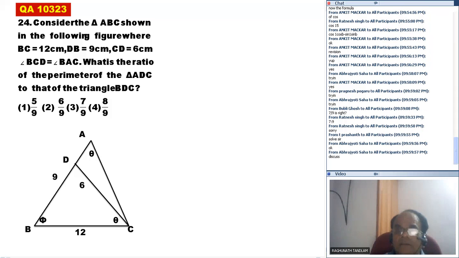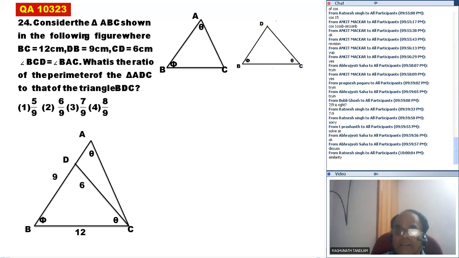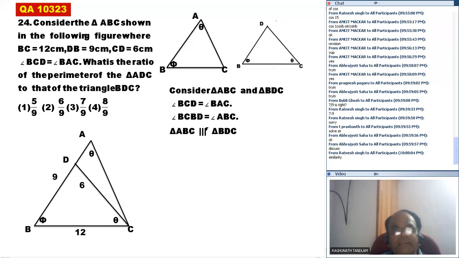Right. Now take the triangle ABC. Take a triangle DBC. I've taken two triangles outside so that we understand the question easily. I've taken triangle DBC outside and ABC outside. We know that angle A equals angle BCD. Angle B is common. That means the two triangles are similar. BCD equals BAC. The triangles are similar. Are you clear with that? I have taken two triangles outside for better understanding.